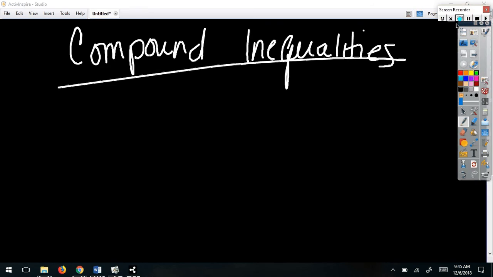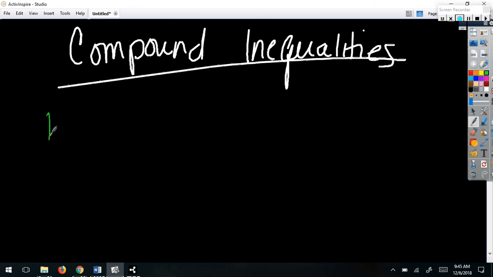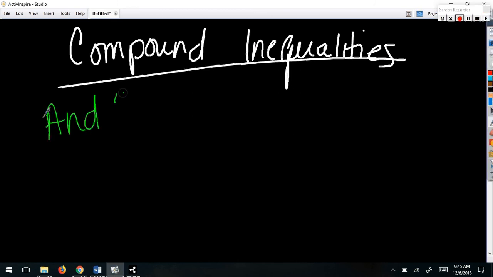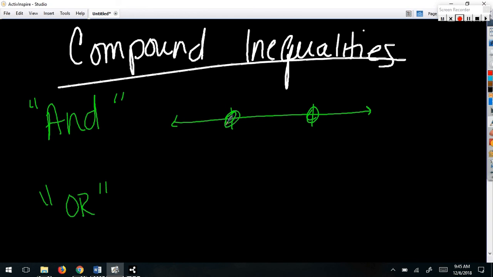There are two types of compound inequalities. There are what we call and inequalities, and there are what we call or inequalities. All right? So what this means is it sets it up for us, and when we graph, it looks something like this, and maybe there's one of them, it doesn't matter, they could be filled or open, but it tells us a set of numbers that lies between two values.